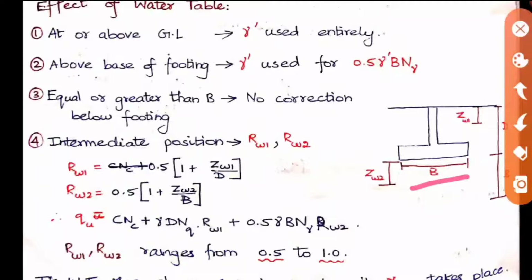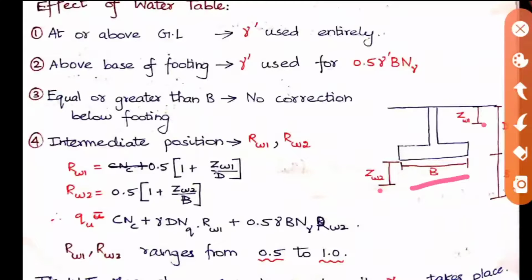So that is the ZW1 and ZW2 I have given. So it is an intermediate position, in between the depth and breadth. So that means we have to use these RW1 and RW2 factors. We have to find those factors and then do the correction.